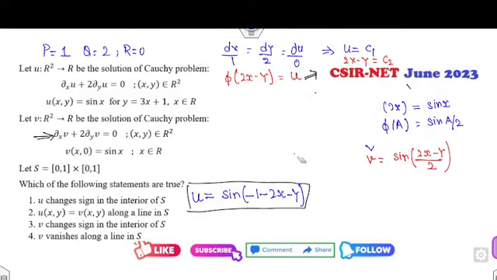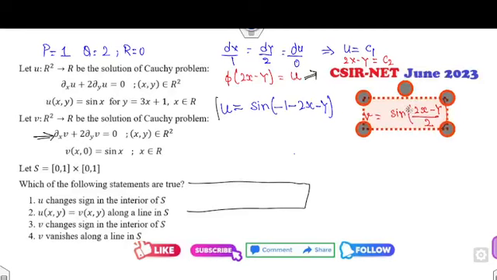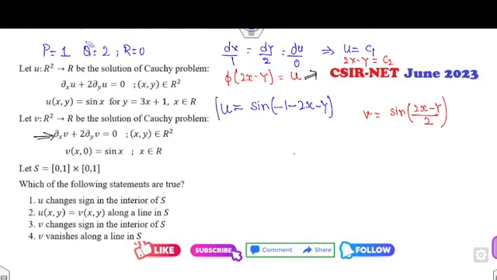Fine. Now my solutions u and v are defined in this manner. So I can copy this screen. This is my u. This is my v. Now let s be my closed interval of 0, 1. This is my s. This is my 1. U changes the sign in the interior of s. That means if I pick any value in the interior of s, so half and half, fine, half and half.